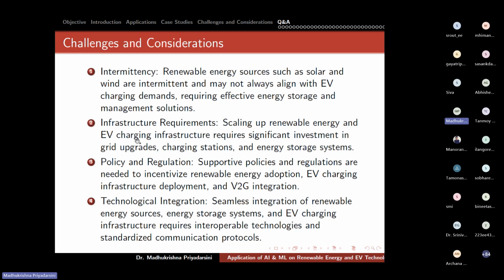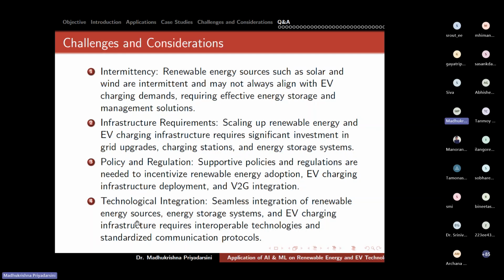The third challenge is policy and regulation. You know better that everything needs to have a regulation and a policy. So whenever you are integrating both EV and renewable energy, those policies need to be upgraded, or from time to time there need to be changes in the policy. So that is also another crucial point.